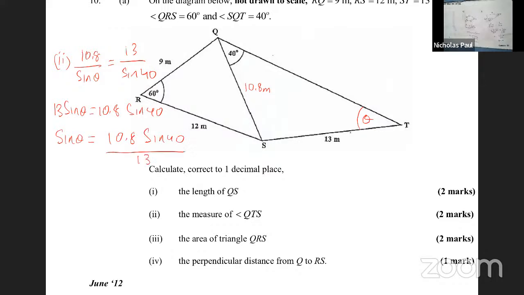You'll get 10.8 sine 40 all over 13. How much is that? 0.534. And then you find sine inverse of that, and then you get 32.3 degrees, right? My bad. 32.3? Everybody okay with that? Nice.